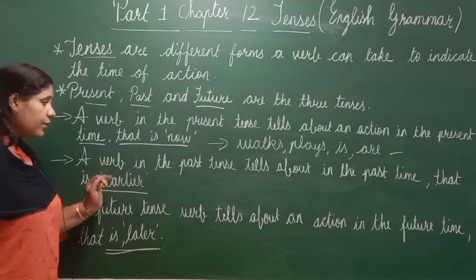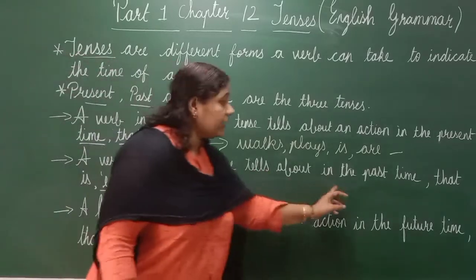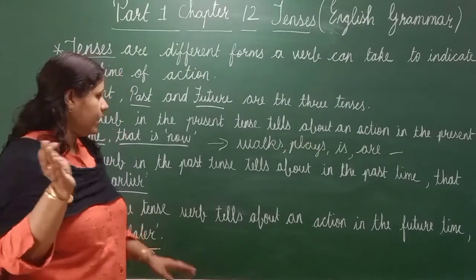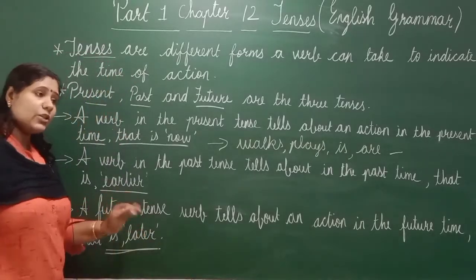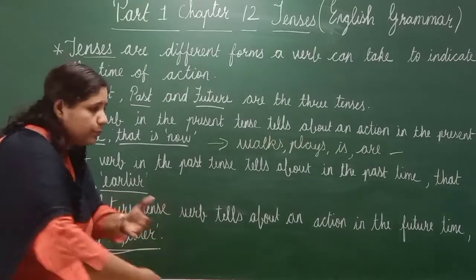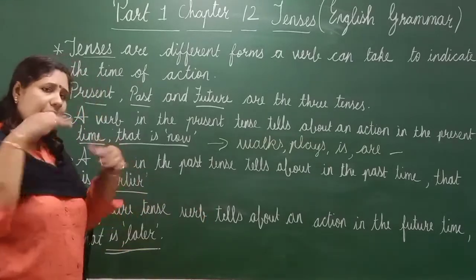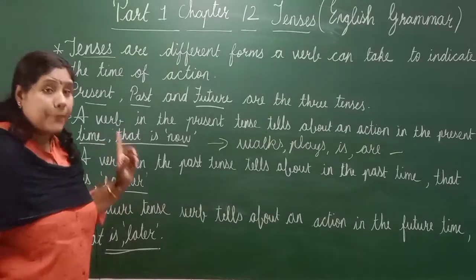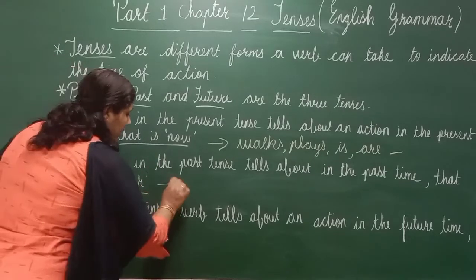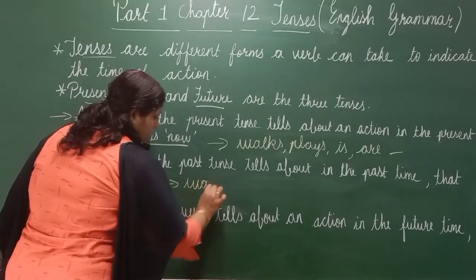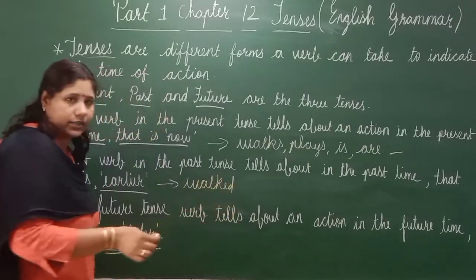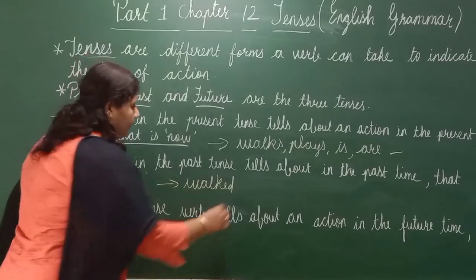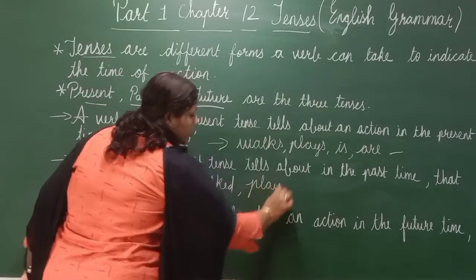Next, a verb in the past tense tells about the past time. It tells about the past, that which has happened, that which has gone by. That is earlier. That already happened. That action is not in progress. Already happened. Understood? So that kind of verbs are known as past tense. So what comes under this? Walked. I walked in the park. That action is over. Played, isn't it?